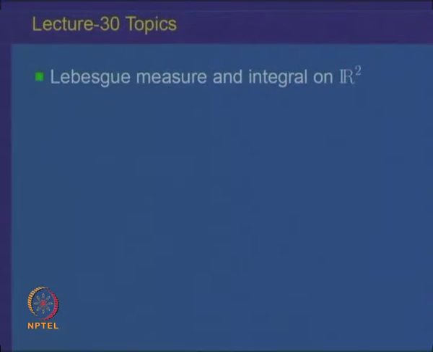In the previous lectures, we had defined what is called the product measure on product space. In this lecture, we will specialize that construction on the set R 2, which is a Cartesian product of the real line with itself, with the sigma algebra being that of either Borel sets or Lebesgue measurable sets, and the measure being the Lebesgue measure. So, the topic for today's discussion is going to be Lebesgue measure and integral on the space R 2.